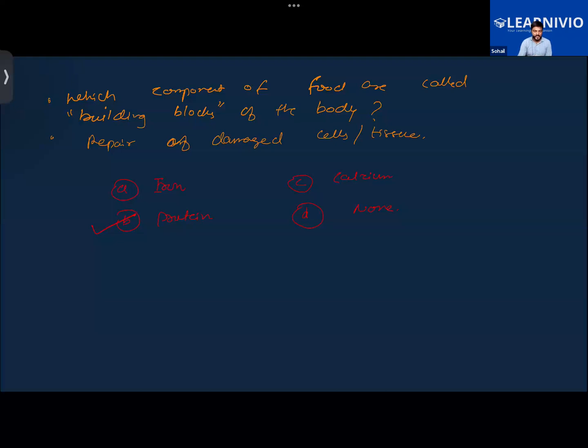Think of this. Basically, we call them protective foods. So what are the protective foods? Protective foods contain vitamins and minerals, which we get by eating different kinds of fruits and vegetables. They keep us healthy and protect us from different kinds of diseases. So I hope you are getting it so far.